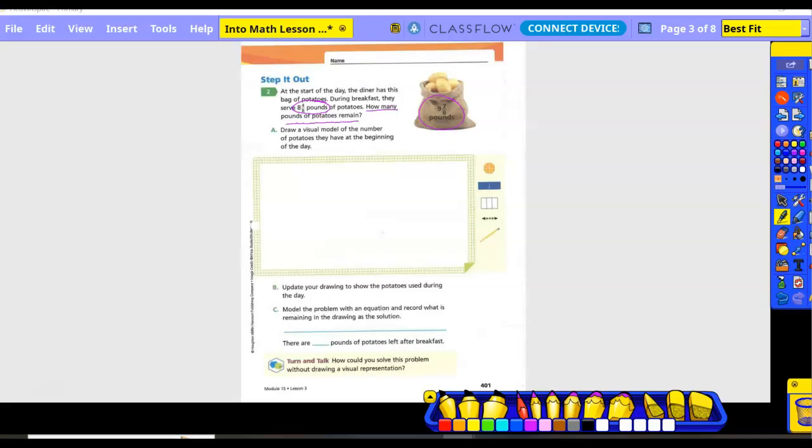Okay, so what words am I going to put in a box to be my key words? Remain, and there's also one more. How many? Served, because it means you're getting rid of them, right? You're serving them, you're giving them away. Okay, so we could draw our circles, but is it easier to draw a bar model? Yes. Okay, so we're going to draw 9 squares.